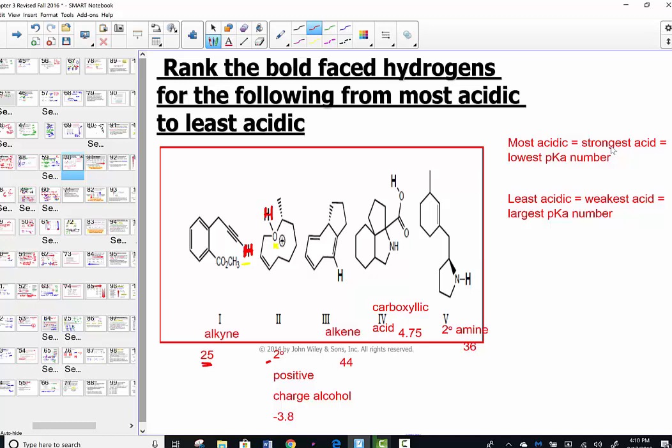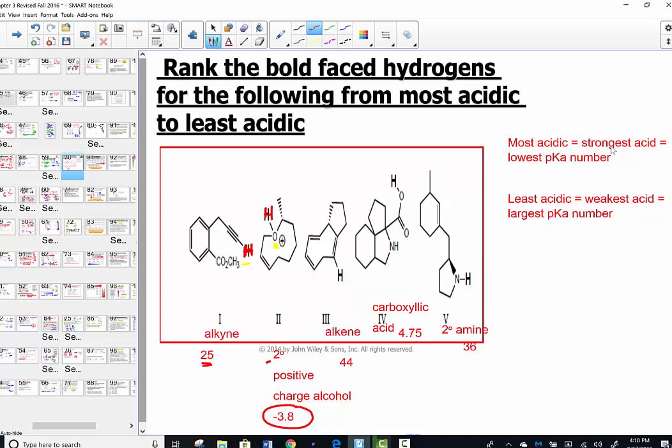CH3 taken twice, OH positive. Even though there's other things attached, that negative 3.8 on your pKa chart, please take a moment and find that so that you know how to work the pKa chart. You're finding a secondary positively charged alcohol.